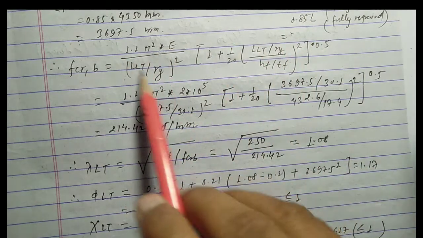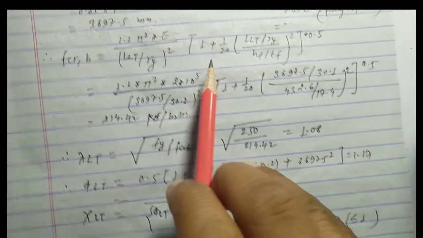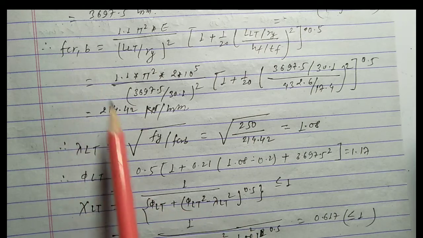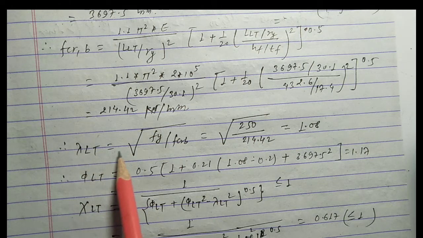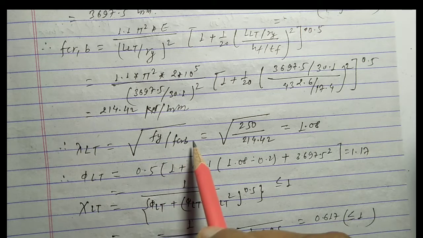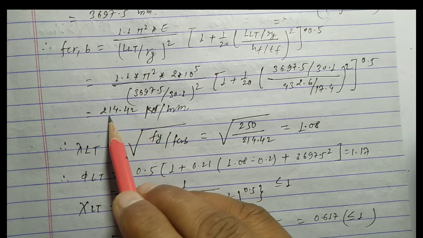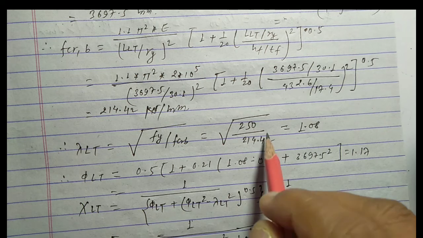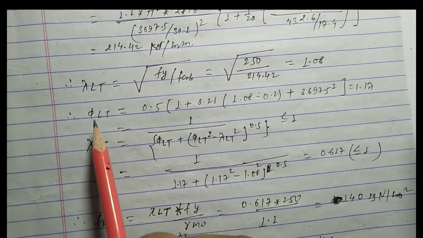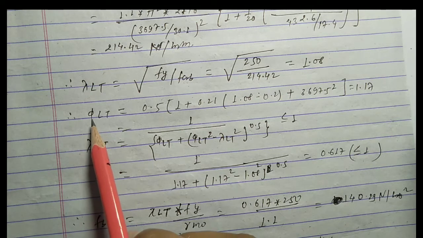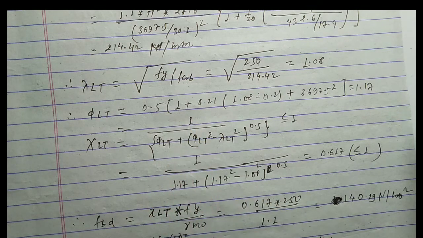Now we have to calculate fcr. We will apply this formula. Every value is already known, so we will put all the values in the formula, and after calculating we will get fcr equal to 214.42. Now we have to calculate lambda_LT. Lambda_LT equal to root under fy by fcr. The value of fy is 250, and fcr we just calculated is 214.42. After this calculation we will get lambda_LT equal to 1.08. The next point is to calculate phi_LT. For this we use the formula 0.5 times. Here I can show you.